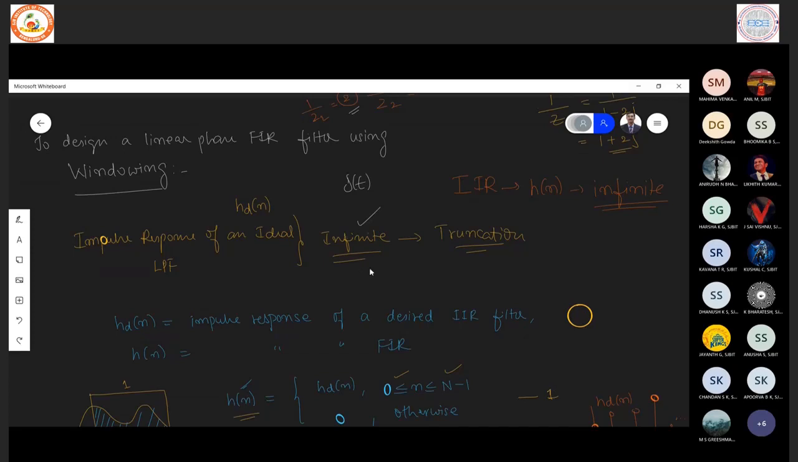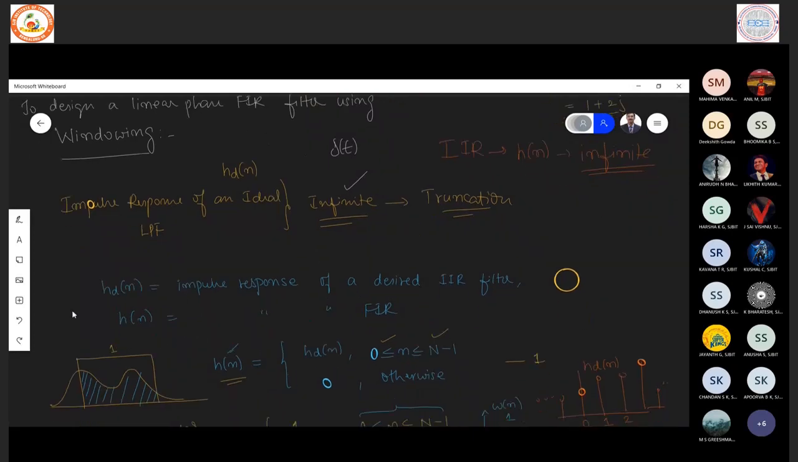Now this infinite impulse response, we want to limit it and make it finite. This is done using a technique called truncation. How to truncate, we will discuss below. Once again, HD of n is the impulse response of a desired IIR filter. H of n is the impulse response of the FIR filter. HD of n is infinite and H of n should be finite.